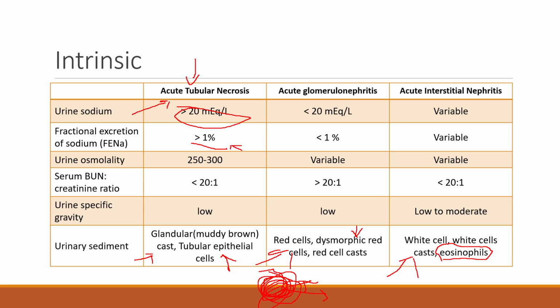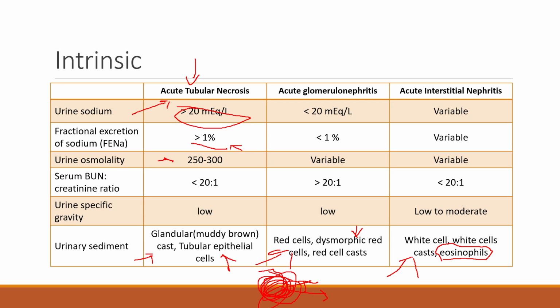And then for the urine osmolality, as I mentioned before, the tubule is responsible for the reabsorption of sodium and water, and it means your kidney lost the ability to concentrate the urine. So a low osmolality means you have a dilute urine. So it's very clear you have a low osmolality here because the tubule is unable to concentrate the urine.